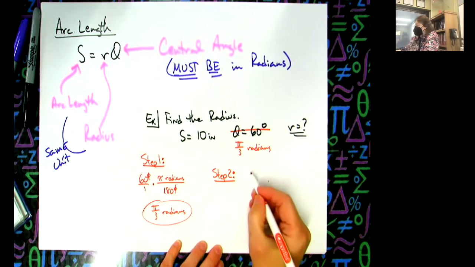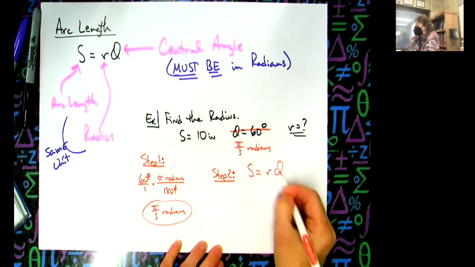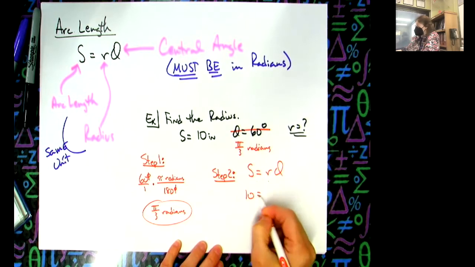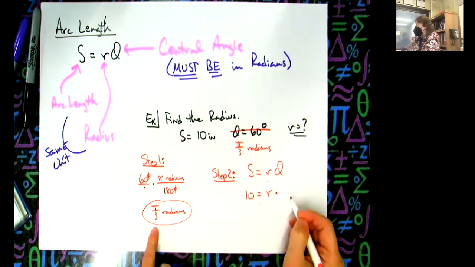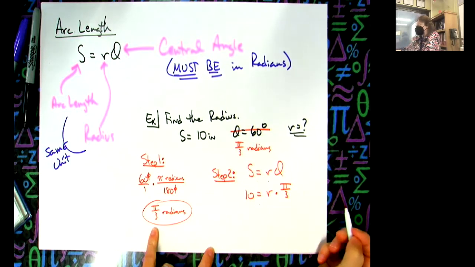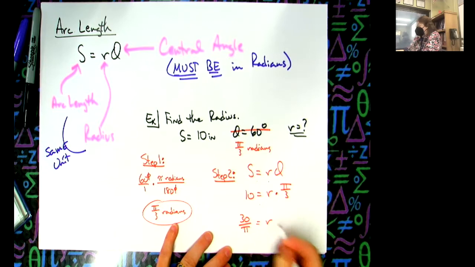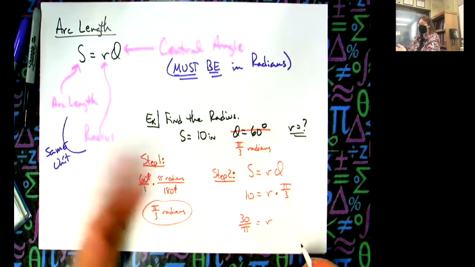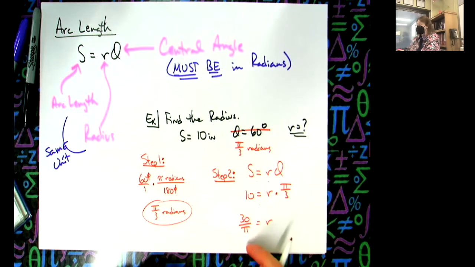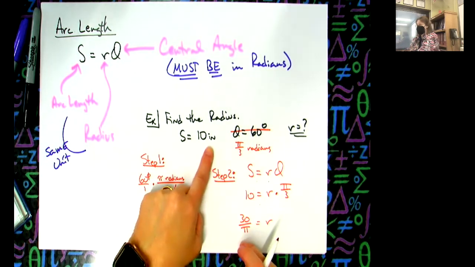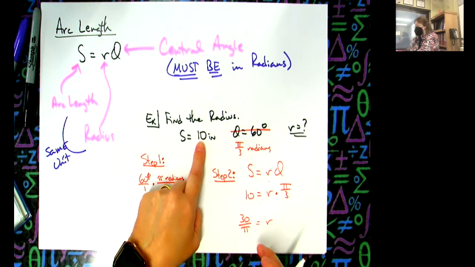Step 2. All right. Use our formula. Capital S equals R theta. S is 10. I'm trying to find R. I know theta is pi over 3. Okay, can I solve for R? Yep, so multiply by the reciprocal. Don't let me screw up. So this is going to be like 30 over pi equals R. Okay, so yes, weird number because I just randomly made this stuff up. All right, what's the label? Inches, because your arc length and your radius is going to be in the same thing.